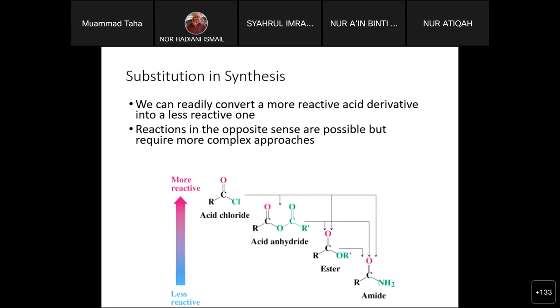So this is the reason esters and amides are very common in natural products: because they are stable. But acetic anhydride and acid chlorides are not stable, so they are human made. They are not naturally occurring compounds. Next slide.